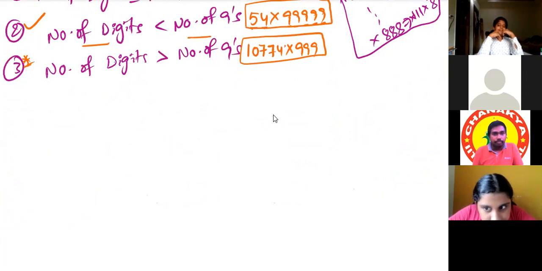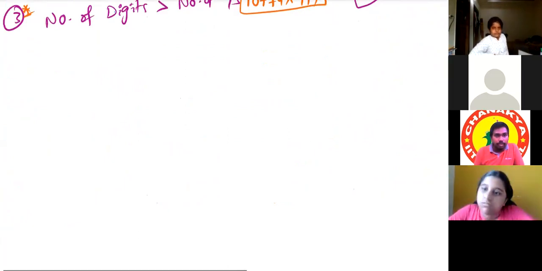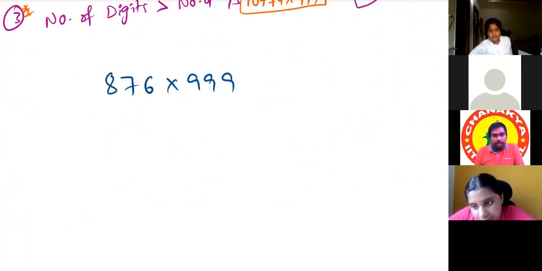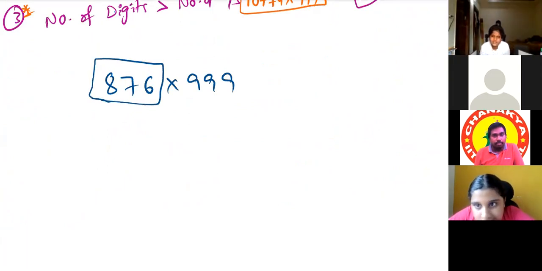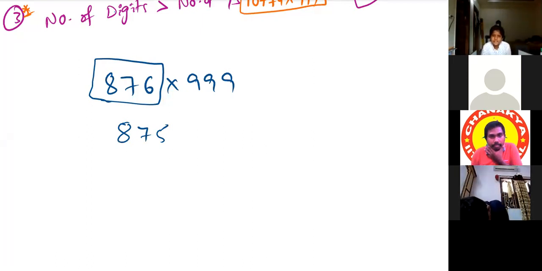Let's see the first case, one example: 876 into 999. All of you, listen to me carefully. What is the one number less than this number? So one number less than 876 is 875. I am explaining the equal case, the first case.